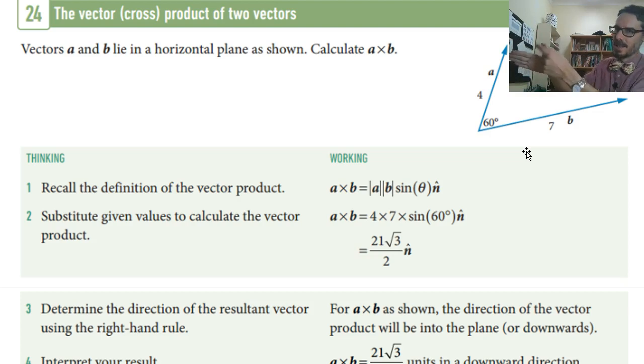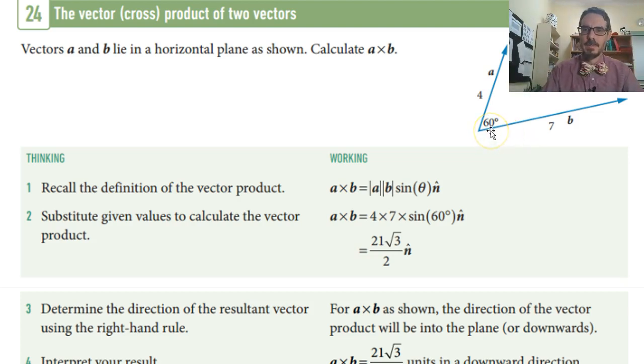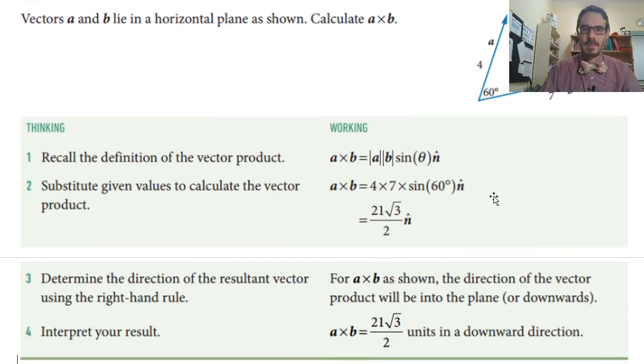So if this is A and this is B, then the positive direction, palm direction, the vector product therefore goes into the page, which you can see they've written down here. The direction will be into the plane or downwards. A cross B, this is its length in a downward direction. Personally, I would actually write into the plane rather than downwards. That's how you determine the direction.